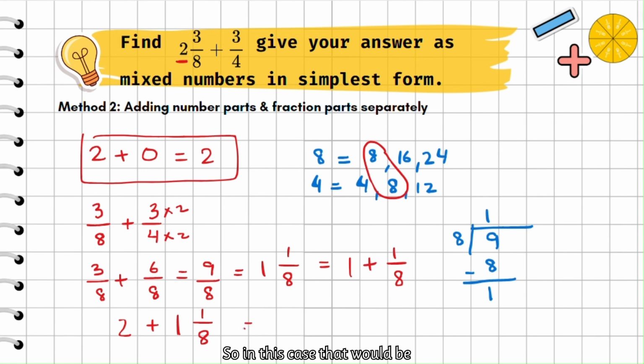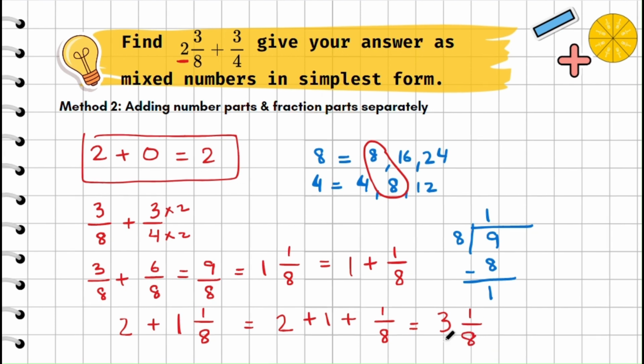So in this case that would be 2 plus 1 plus 1 over 8. That would equal 3 whole 1 over 8. So our answer would be 3 whole 1 over 8. So you can see that we got the same answer, 3 whole 1 over 8, either way.